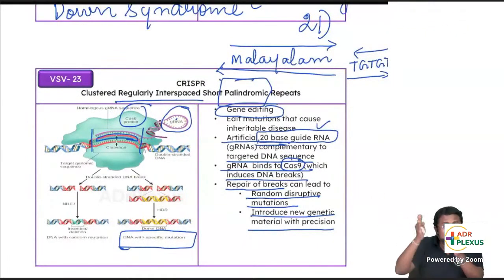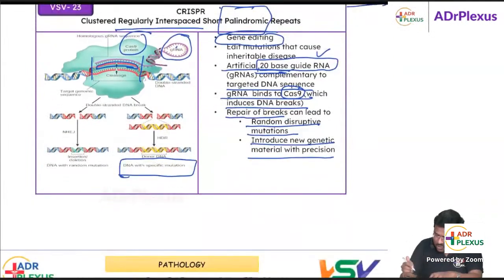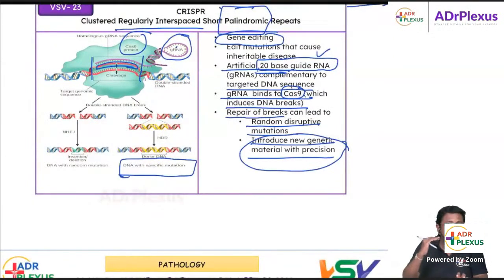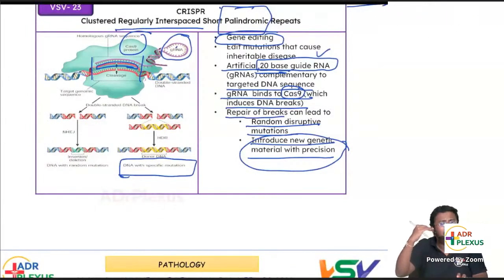Now we are replacing the affected part with some new gene. You are introducing a new genetic material with precision. That's how we are curing genetic disorders. This is actually the future of genetic therapy. CRISPR technology.